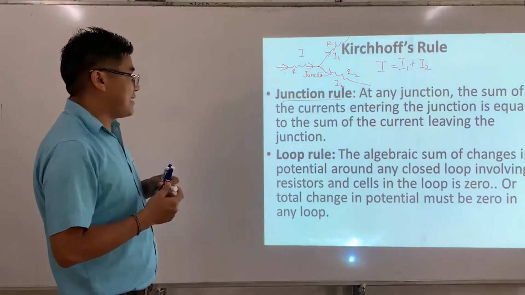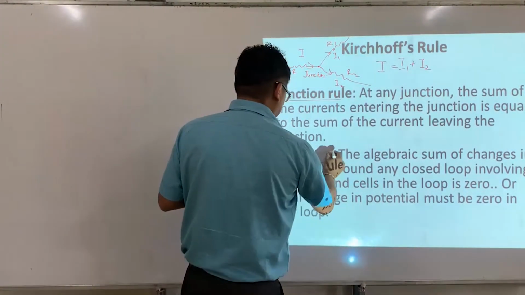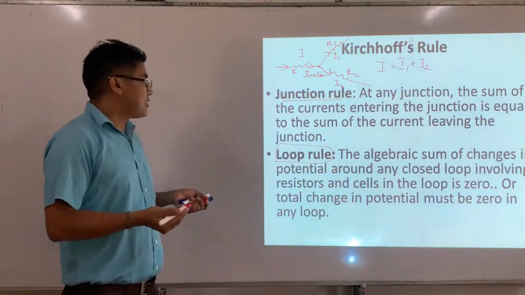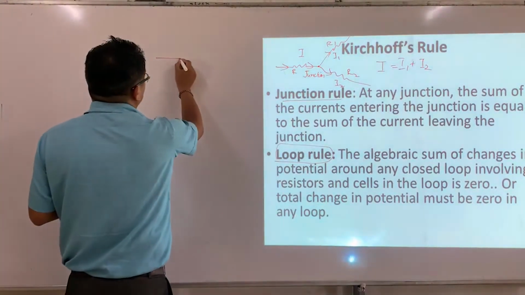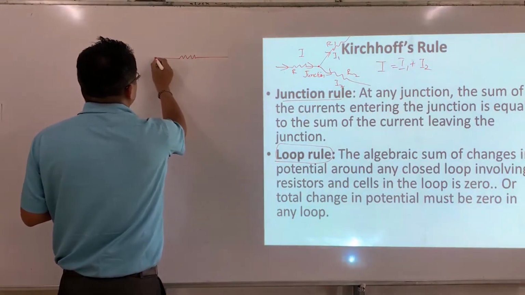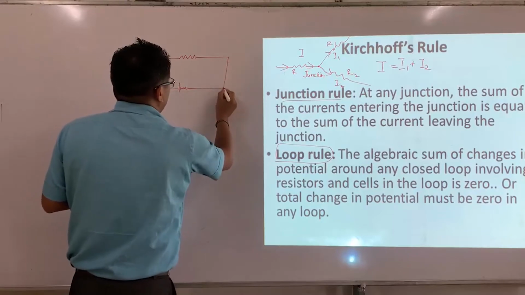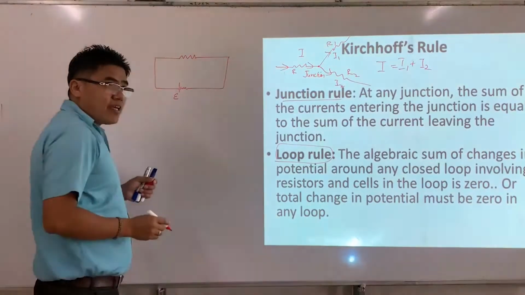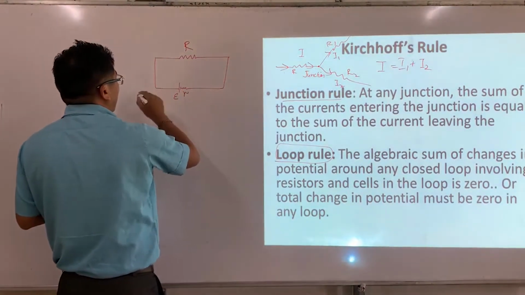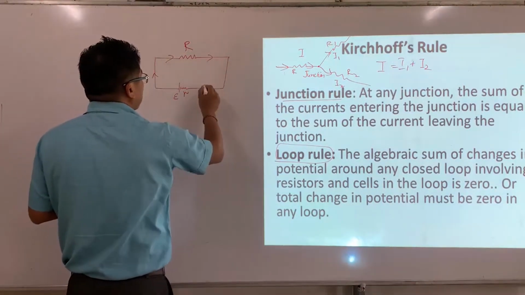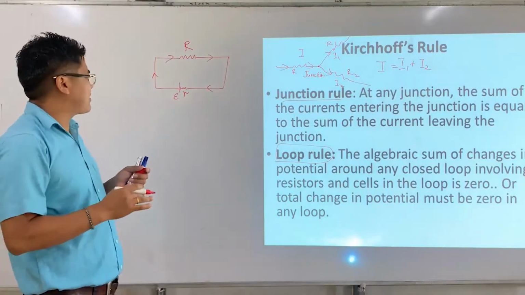Now, the second part is the loop rule. Whenever we talk about a loop, this is a closed electrical circuit. The simplest example of a closed electrical circuit I can give you is this: I have a cell of EMF E, and this is the internal resistance r, and this is the current passing through it. This is one loop, the simplest loop, right?